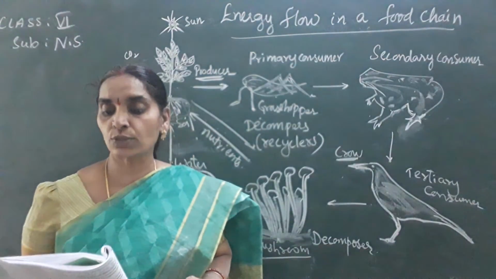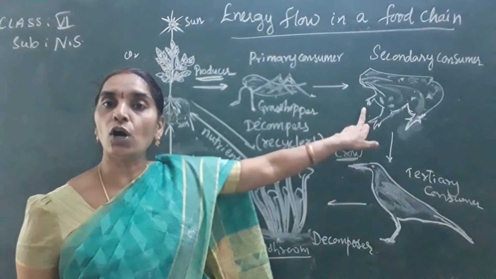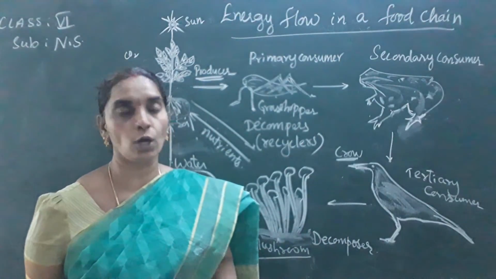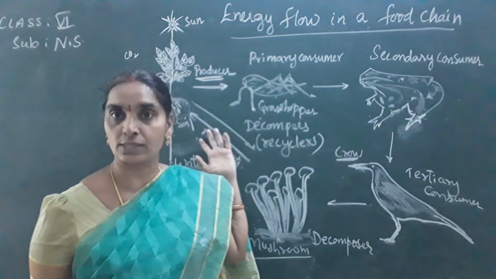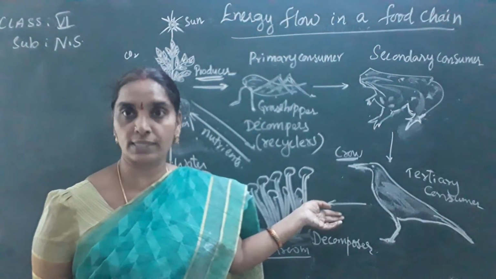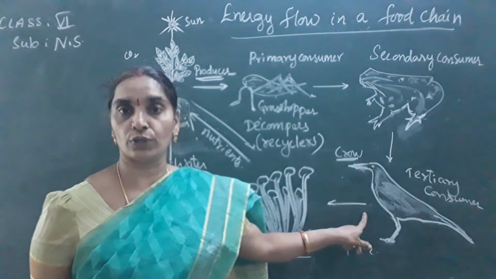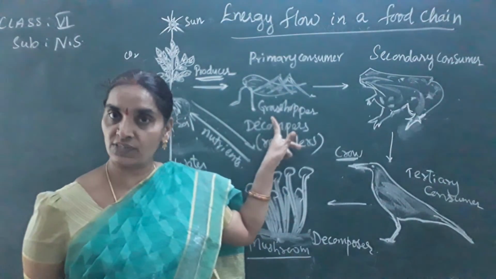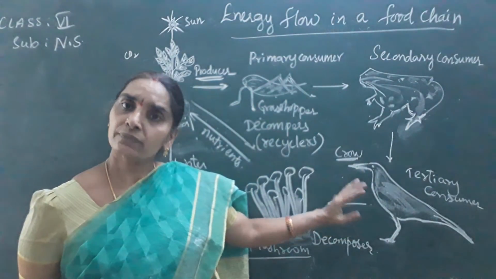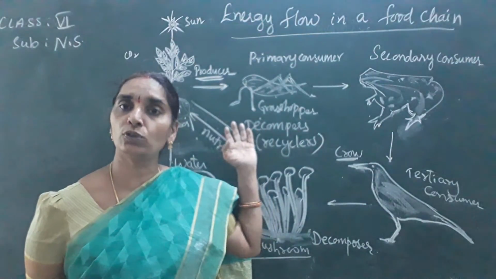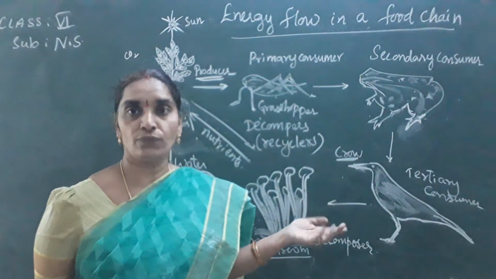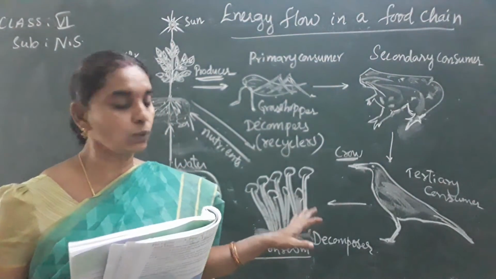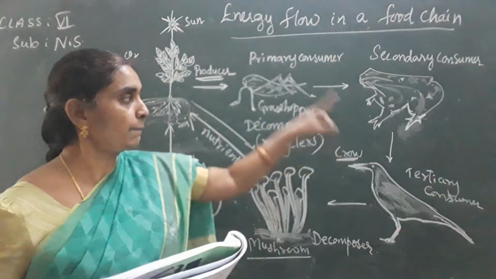Okay. What happens to the crow if the frog is removed from the food chain? It is an omnivore. It eats other insects and grains also, as it is an omnivore, isn't it? Crow is an omnivore, you know very well. It depends on both the plant products and also insects for its food. So there is no change.